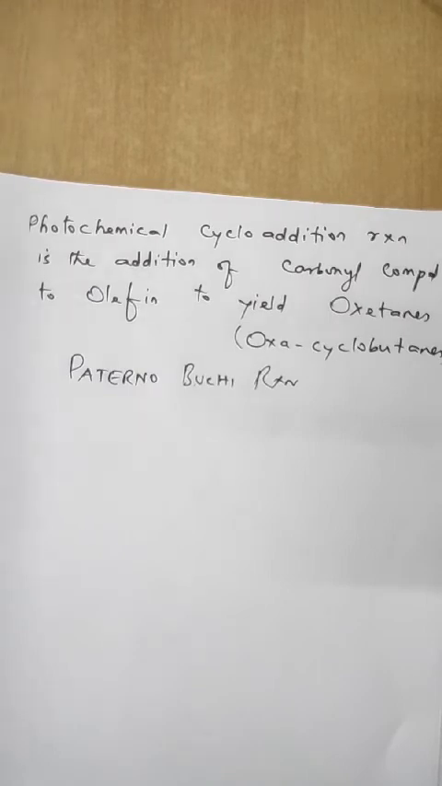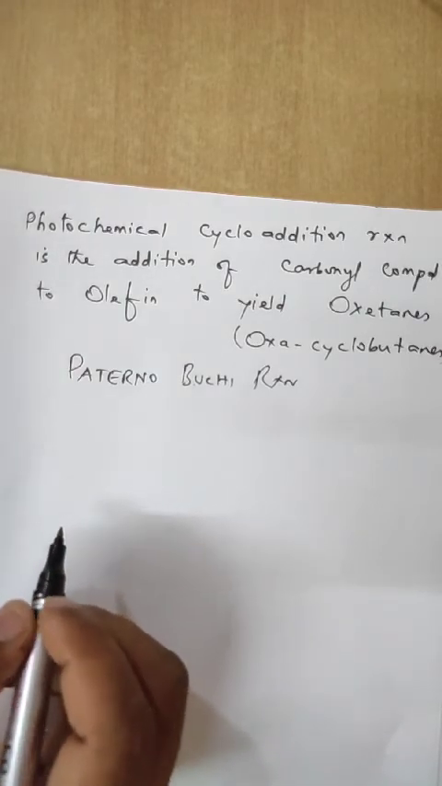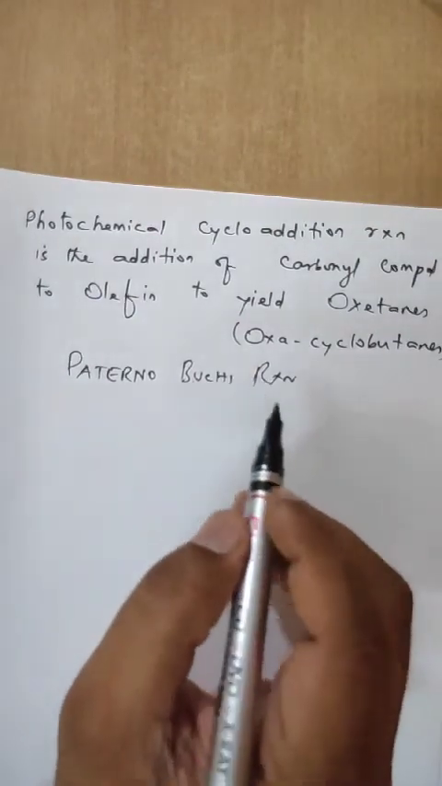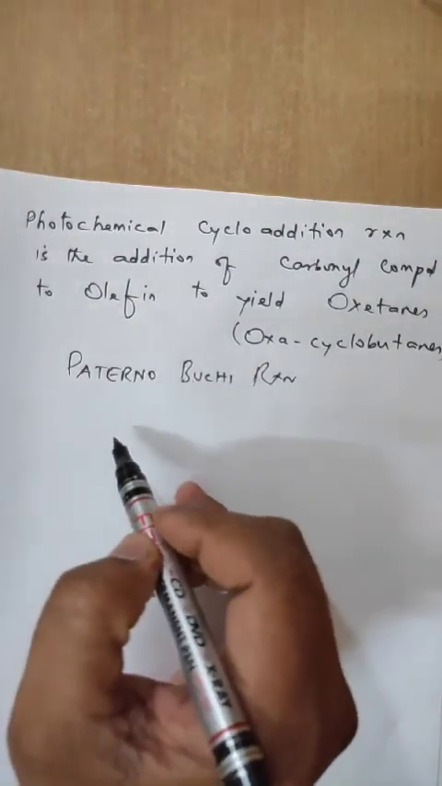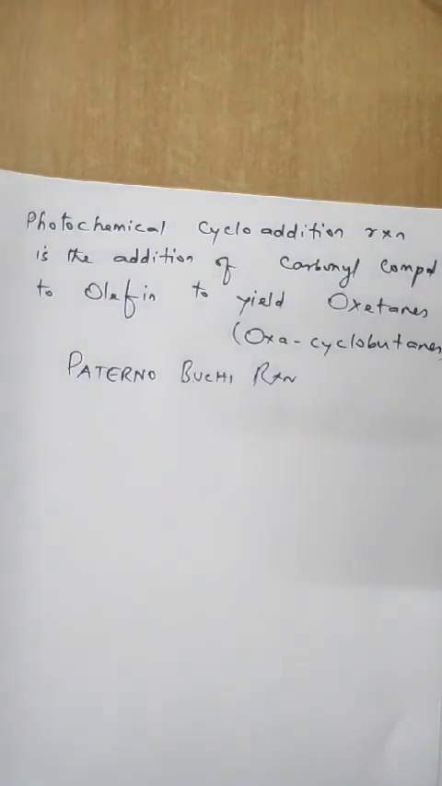So in this reaction, the photocycloaddition of butyraldehyde to 2-methyl-2-butene yields a mixture of 2,3,3-trimethyl-4-propyl oxetane and 2,2,3-trimethyl-4-propyl oxetane. Okay, I think time is up, so we'll continue in the next class.